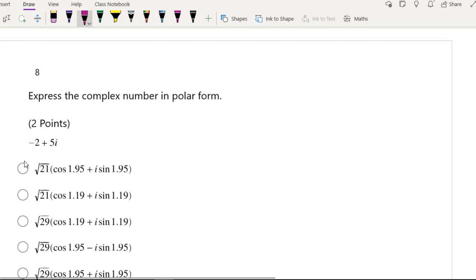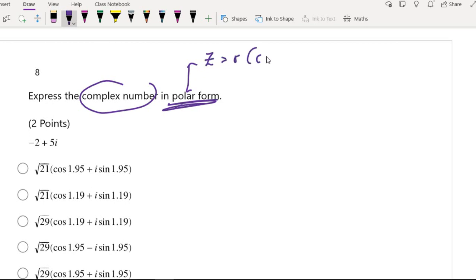Number 8. Express the complex number in polar form. Polar form: z is equal to r(cos theta plus i sin theta). This is the template for polar form. Okay, so given -2 plus 5i.